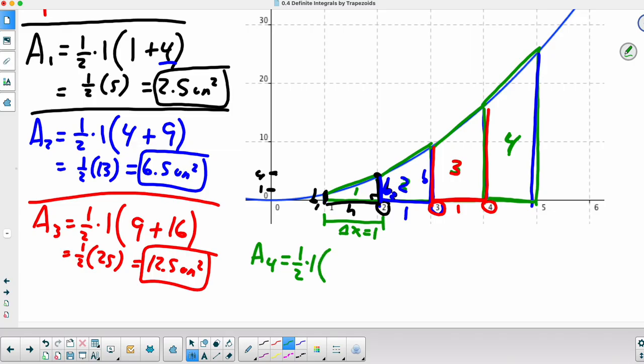And then base, the first base, this base right here. What's that base? Oh, that was at 4. So 4 squared in this function, 16. Plus the last base, my other base right here, that's going to be at 5. I plug it in the function. 5 squared is 25. So my answer here is going to be 1/2 times 16 plus 25, so that'd be 41. Does that look right? So 41. And I get an answer of exactly 20.5.